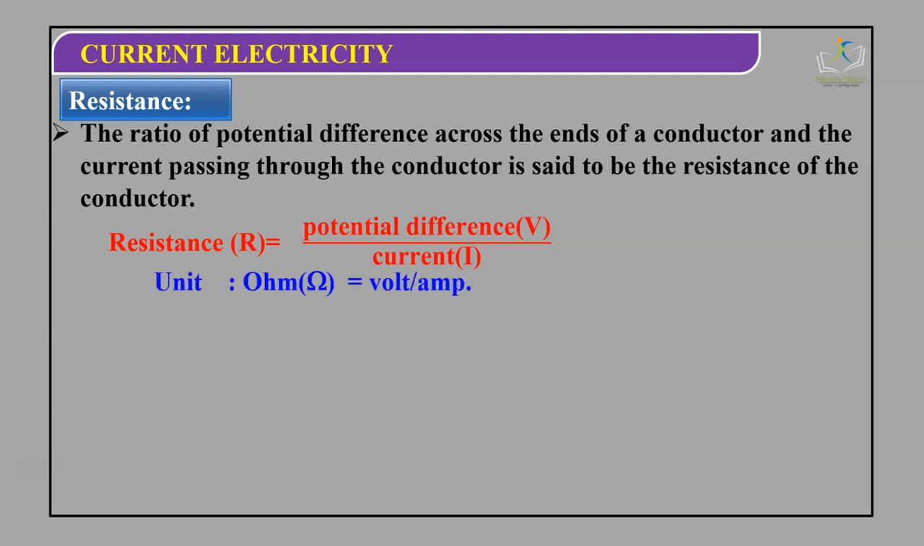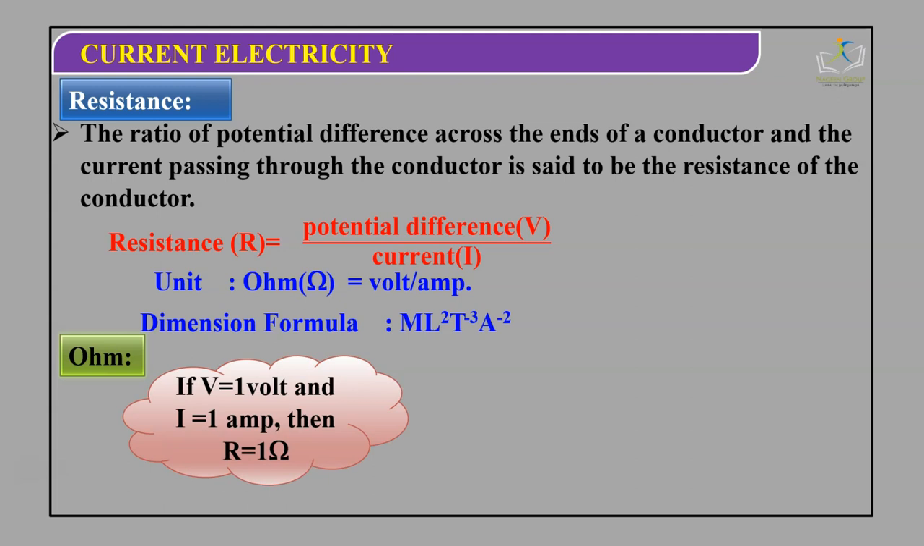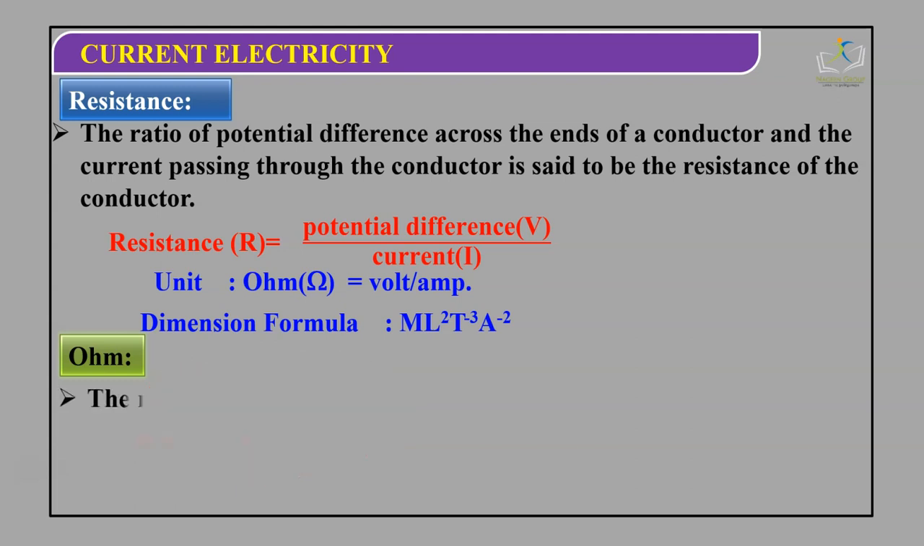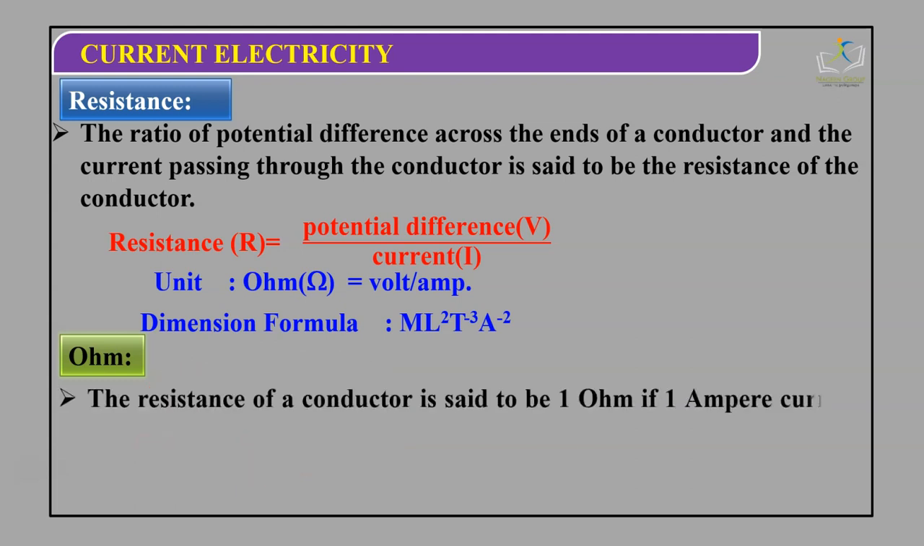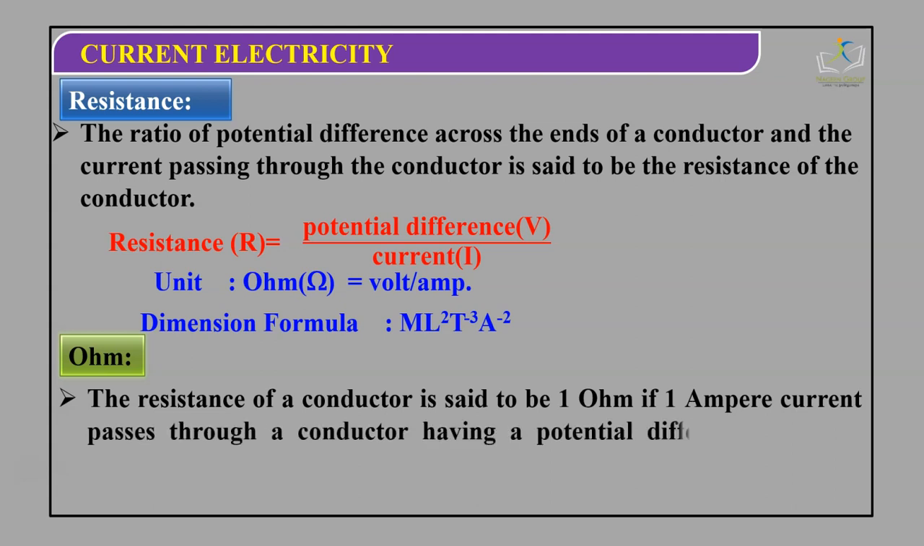The unit of resistance is the ohm, which is equal to volt per ampere. The dimensional formula for this is ML^2 T^-3 A^-2. So, if V is equal to 1 volt and I is equal to 1 ampere, then R is equal to 1 ohm. The resistance of a conductor is said to be 1 ohm if 1 ampere current passes through a conductor having a potential difference of 1 volt across its ends.